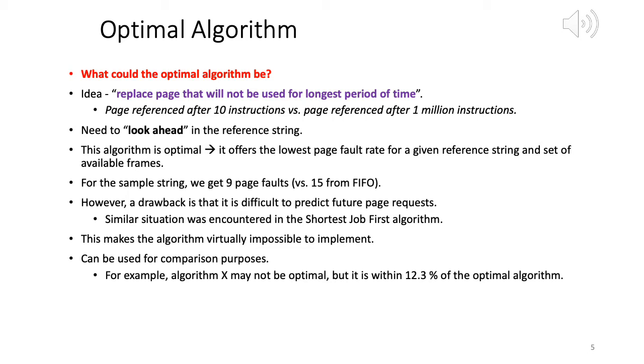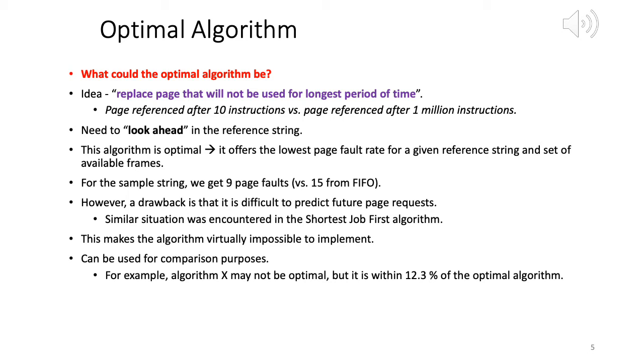So this algorithm is optimal because it offers the lowest page fault rate for a given reference string and set of available frames. So for this sample string, we will get 9 page faults versus 15 from FIFO. Drawback is it's difficult to predict future page requests. We encountered a similar situation in shortest job first, where what we needed there was the length of each job in the future, which is hard to determine. So hard to predict the future.